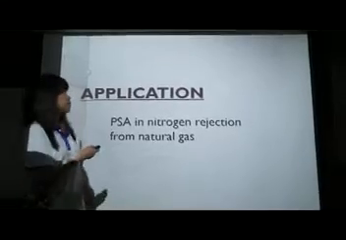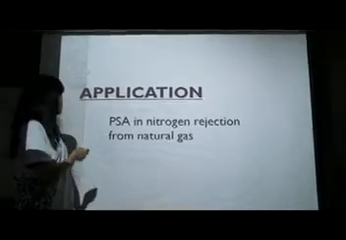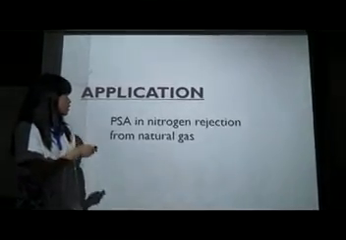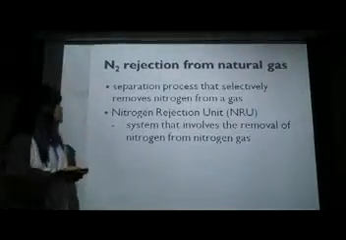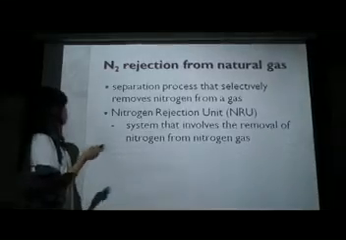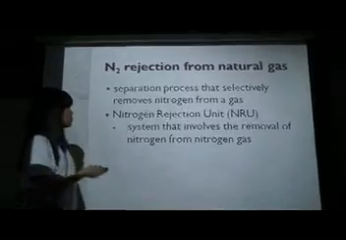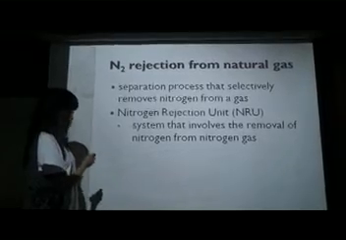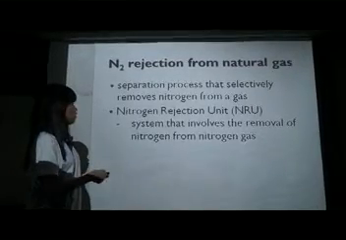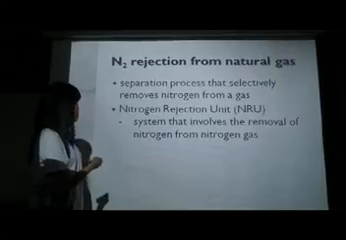Now I will proceed to the part on application. PSA is well applied in nitrogen rejection from natural gas. So what is nitrogen rejection? Nitrogen rejection from natural gas is a separation process that selectively removes nitrogen from gas. A nitrogen rejection unit (NRU) is a system that involves the removal of nitrogen from gas.